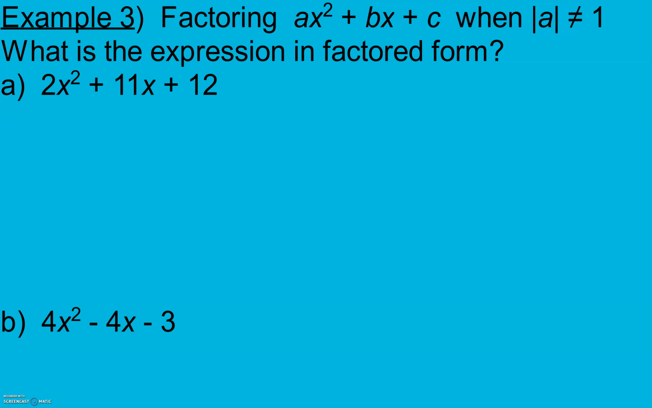If we look here at example 3, we want to put this in factored form. I have a 2 in front of my x squared, and I need to get rid of that, but it doesn't factor out. Okay, I can't take a 2 out of 11. I don't have any common factors here.